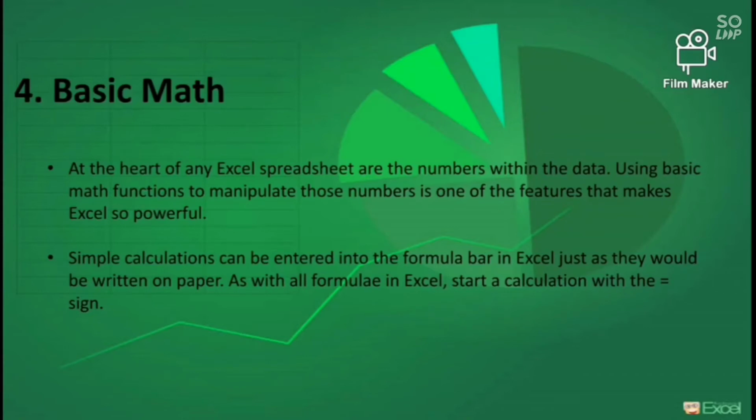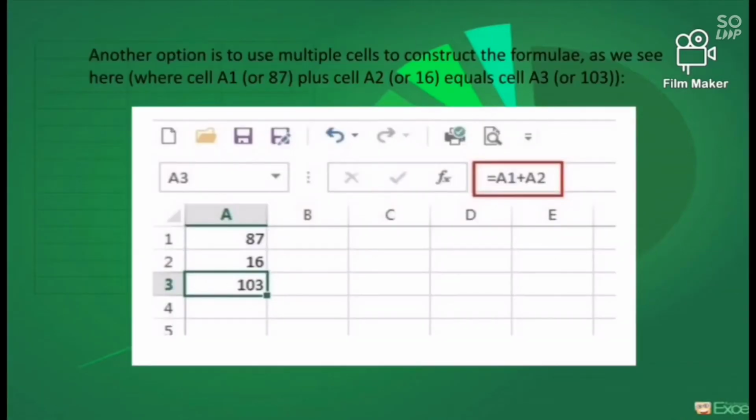As with all formulae in Excel, start a calculation with the equal sign. You can type the calculation you want to perform directly into the cell or the formula bar, and when you press enter, the answer will show in the cell. Another option is to use multiple cells to construct the formulae, as we see here, where cell A1 or 87 plus cell A2 or 16 equals cell A3 or 103.